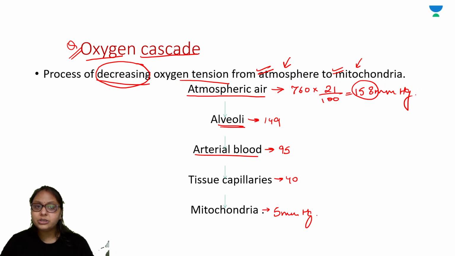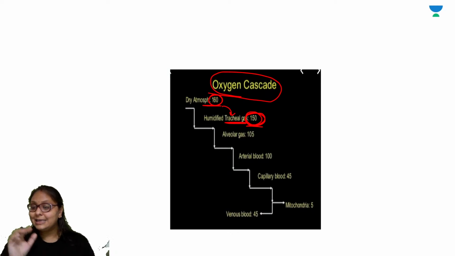So basically, what is oxygen cascade? That is process of decreasing oxygen tension from atmosphere to the mitochondria. That is oxygen cascade. Now, why is it happening?